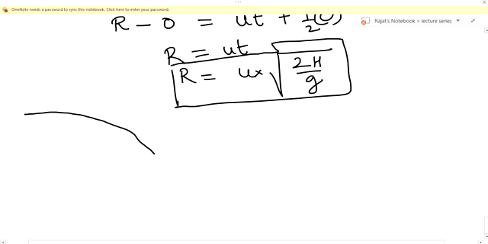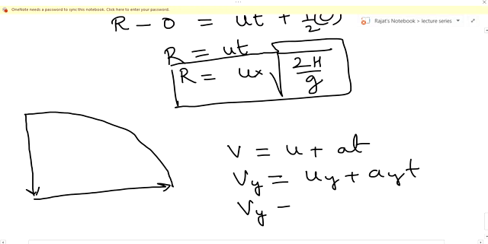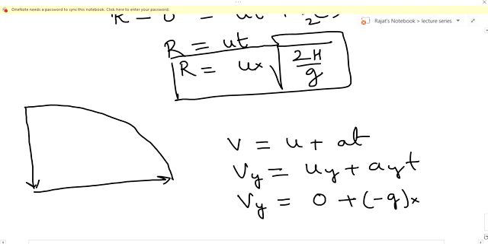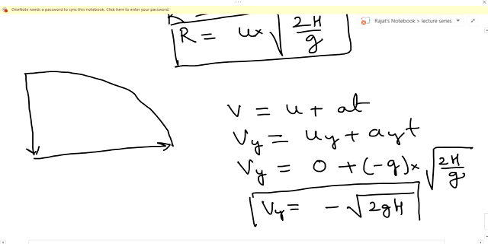If I ask you what is the final velocity, so if you see the vertical motion, as the ball is coming down like this, I can draw the vertical motion like this, and this is the horizontal motion. So what will be the final vertical velocity? Let me use v is equal to u plus at, and for vertical this will become vy is equal to uy plus ay into t. So the final vertical velocity: the initial vertical velocity is 0, acceleration is minus g, and the total time is under root 2h by g. So this will become minus under root 2gh. This is the final vertical component.